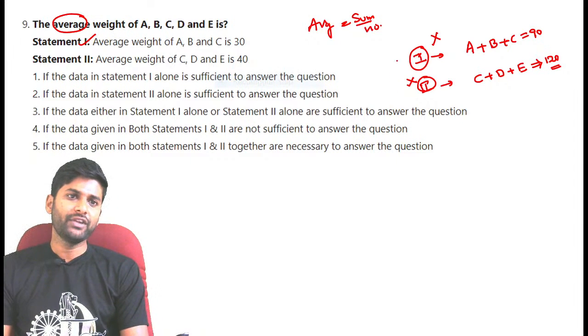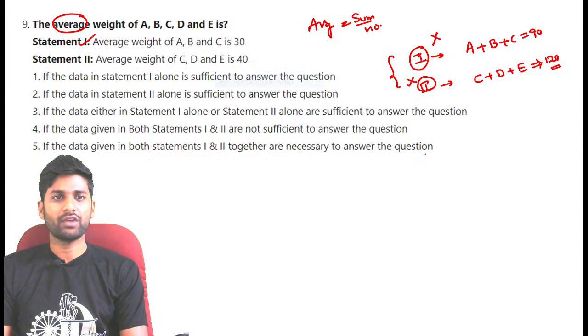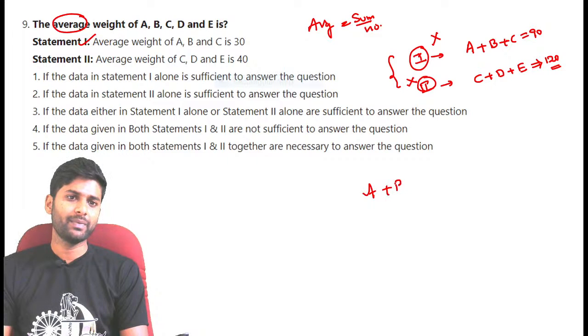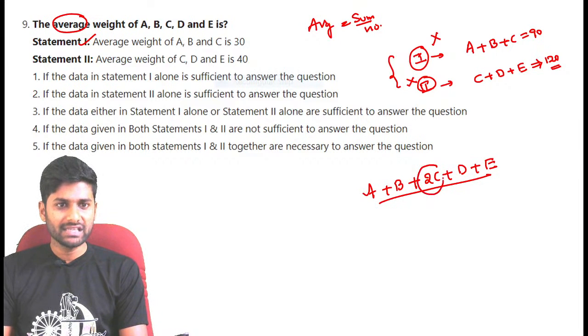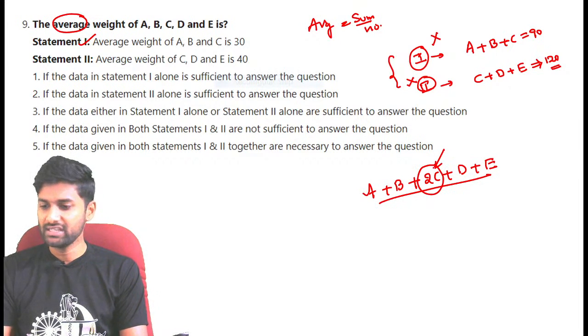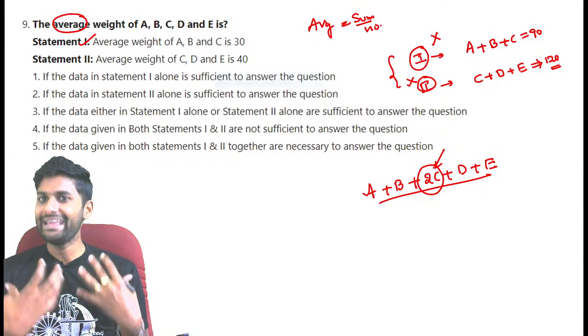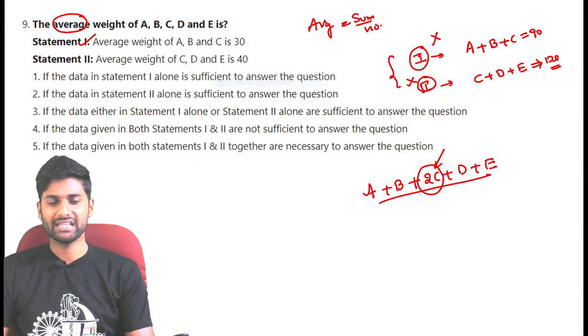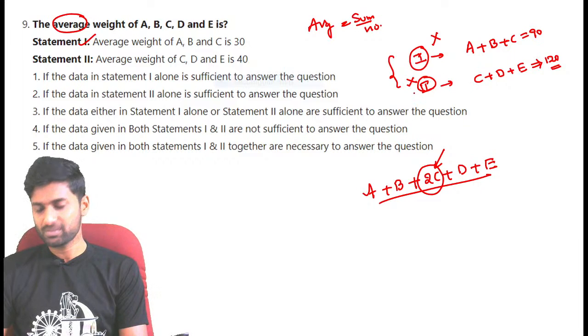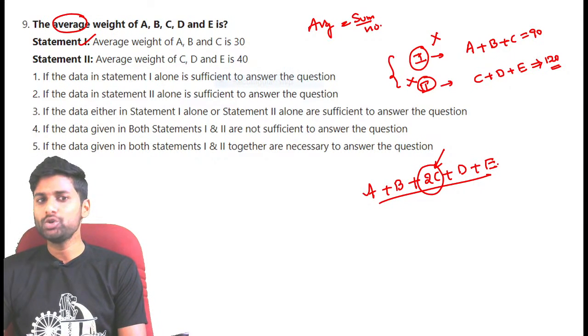But see, if you take 1 and 2 together, then you can get A plus B plus 2C plus D plus E, guys. But we want only C once, and they have given 2C. So we don't go with any assumptions, guys. If you add both the equations using both the statements, you can get A plus B plus 2C plus D plus E.